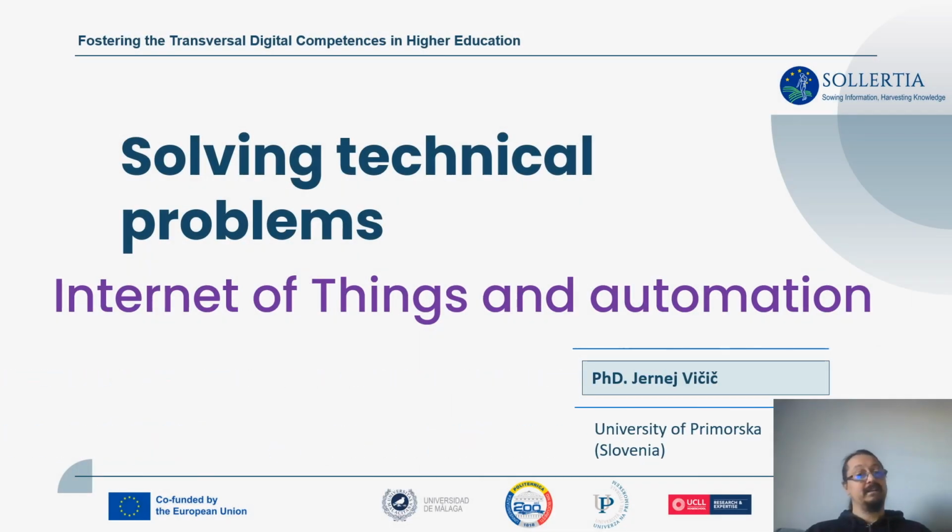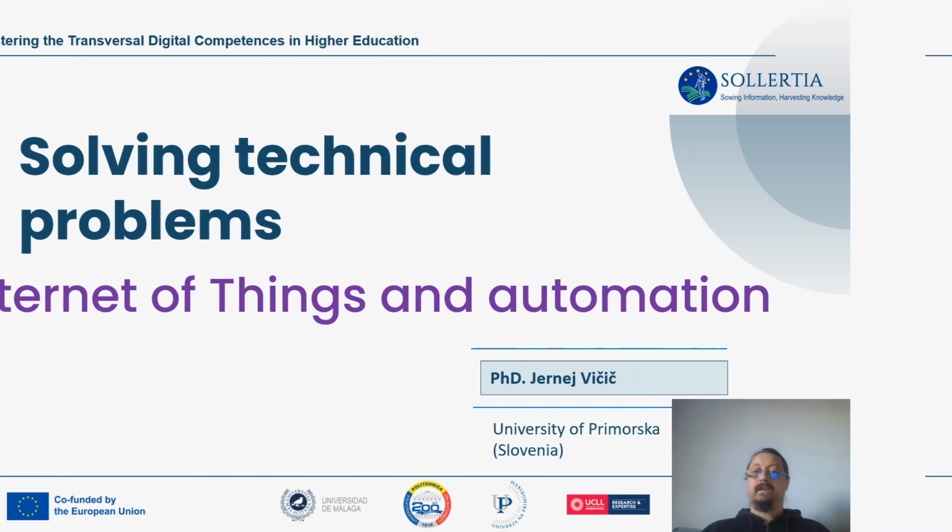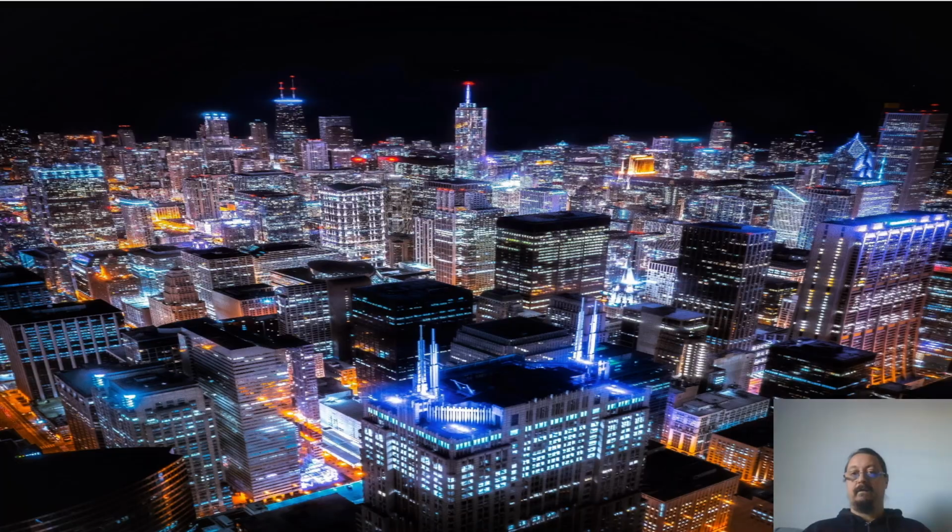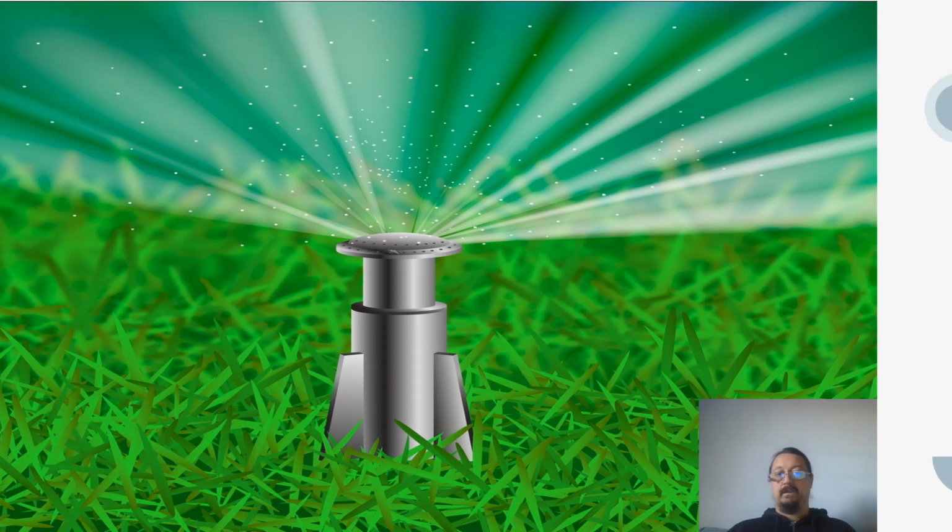And welcome to the lesson Internet of Things and Automation. In this lesson, we'll try to give you an example of solving technical problems using Internet of Things and automating them. The lesson is divided into 5 small units.